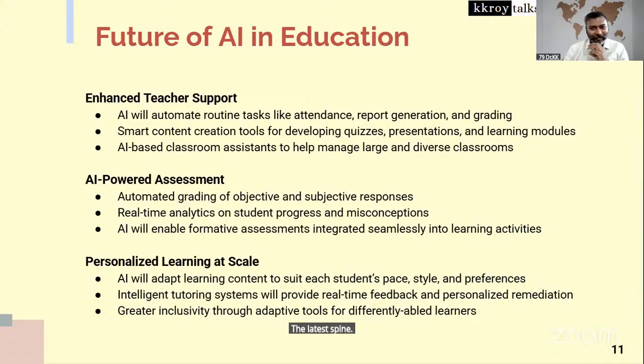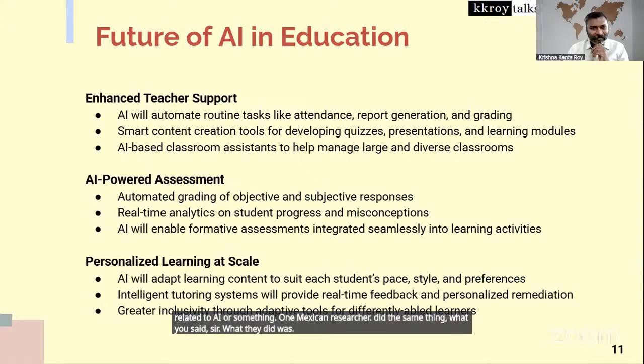About a year ago, I went for a conference in Abu Dhabi last November, related to AI. One Mexican researcher did the same thing you said, sir. They had around 50 papers, which they gave to an expert to check, and also gave to AI to check. Then they compared the scores, and around 90% of the scores were similar.